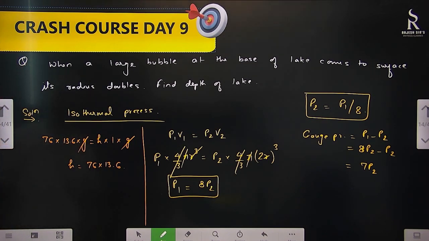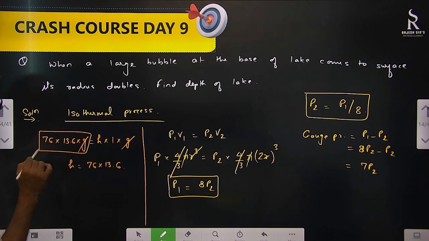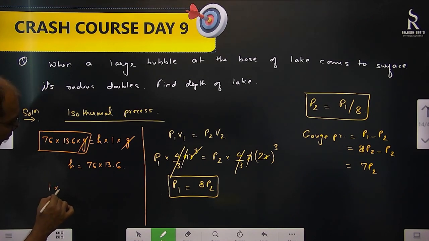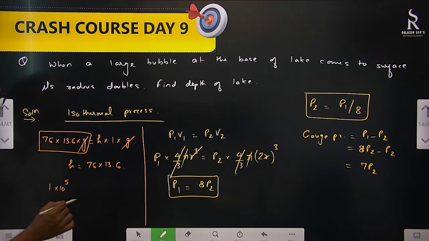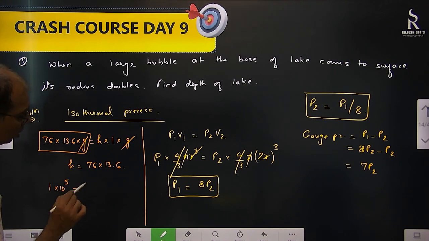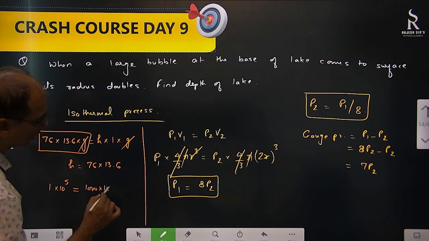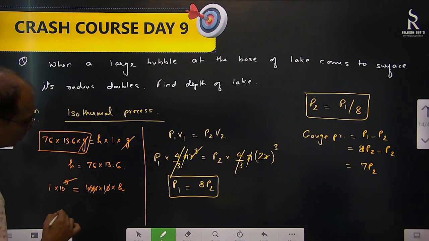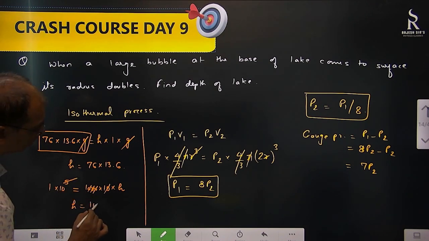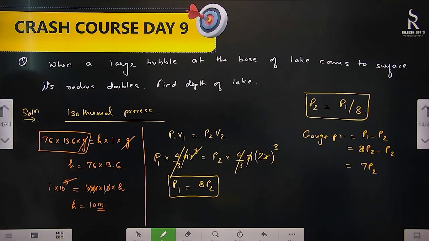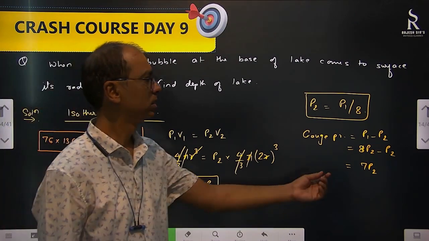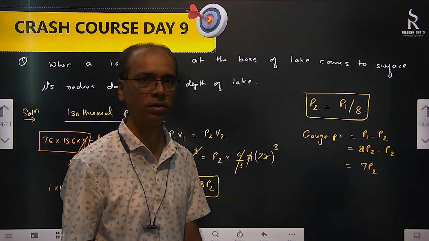Or in a slightly better way, atmospheric pressure we know is approximately 1 into 10 to the power 5 Newton per meter square. That's equal to how much height of water? Density of water is 1000, g we take as 10, into h. So approximately the height comes out to be 10 meter. So this 7 P2 means 7 atmospheric pressure.